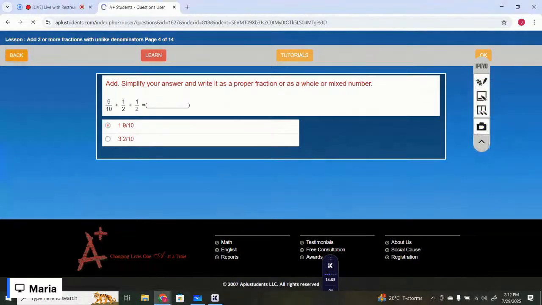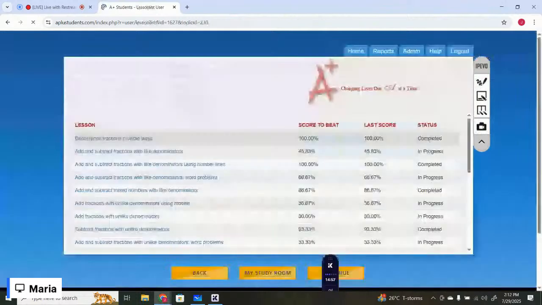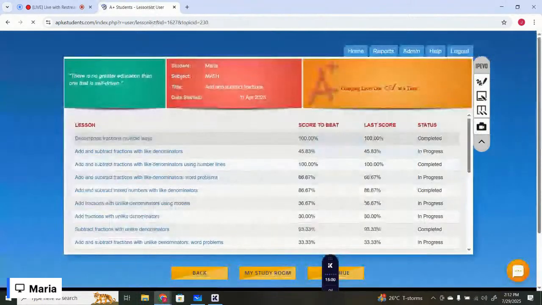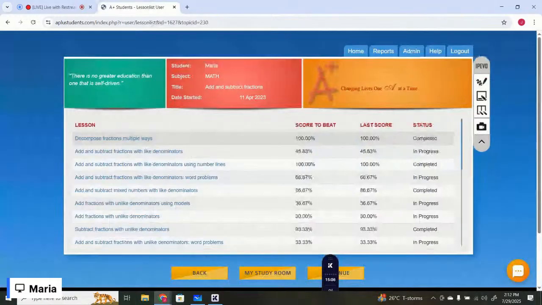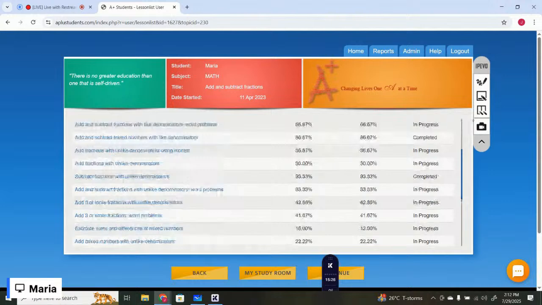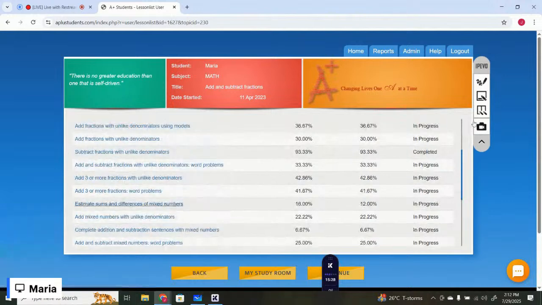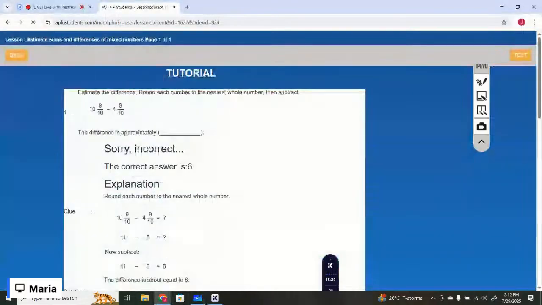Okay, you can complete the lesson by yourself later today. The next lesson is estimate sums and differences of mixed numbers.